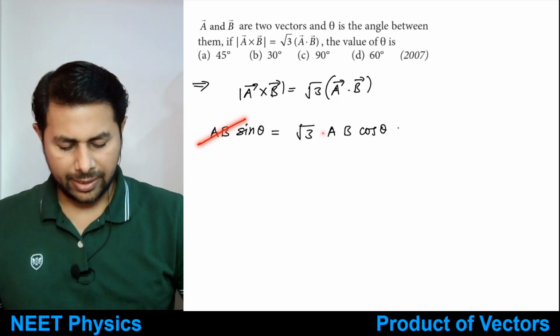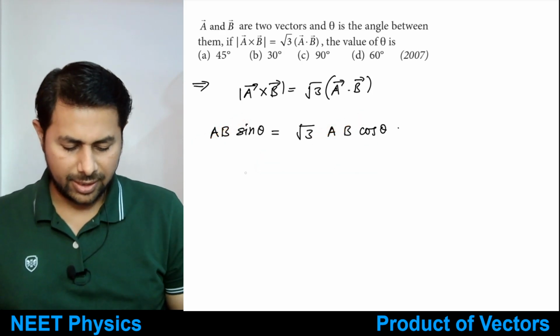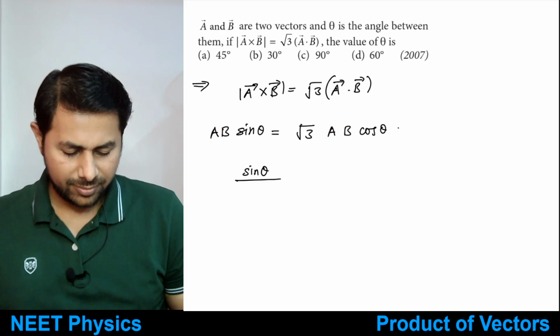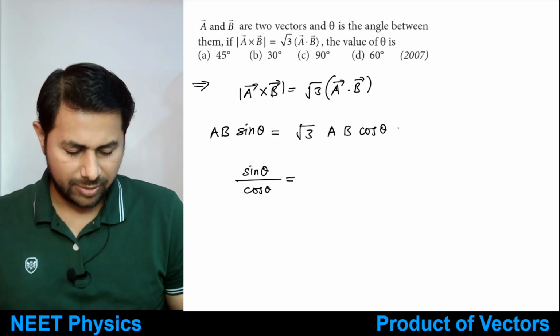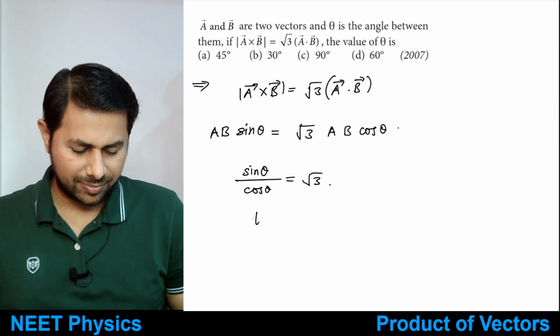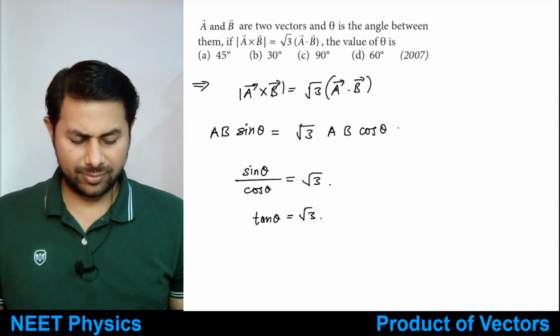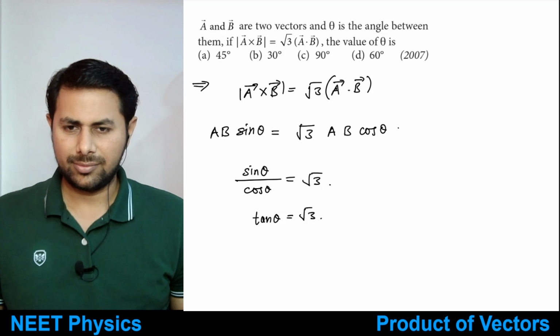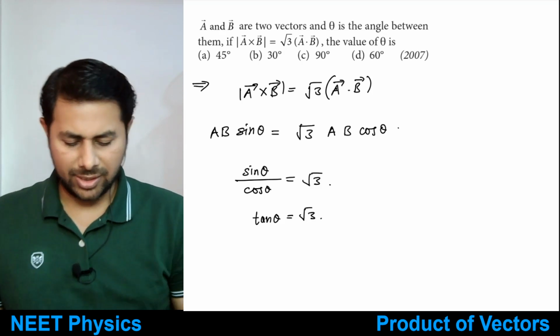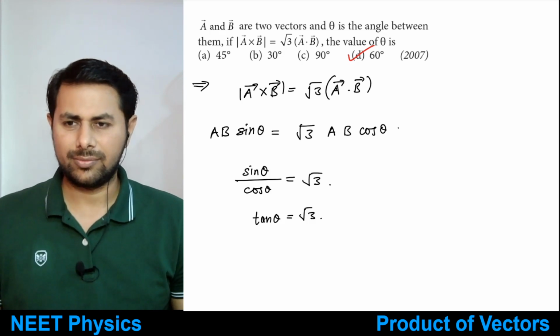It is equal to root 3 times AB cos theta, right? So AB and AB gets cancelled. Take cos theta on this side. So sine theta divided by cos theta is equal to root 3, means this is tan theta equals to root 3. Okay, so what is theta? It is 60 degrees, right? We know that tan of 60 is root 3. Correct? Yes, no?